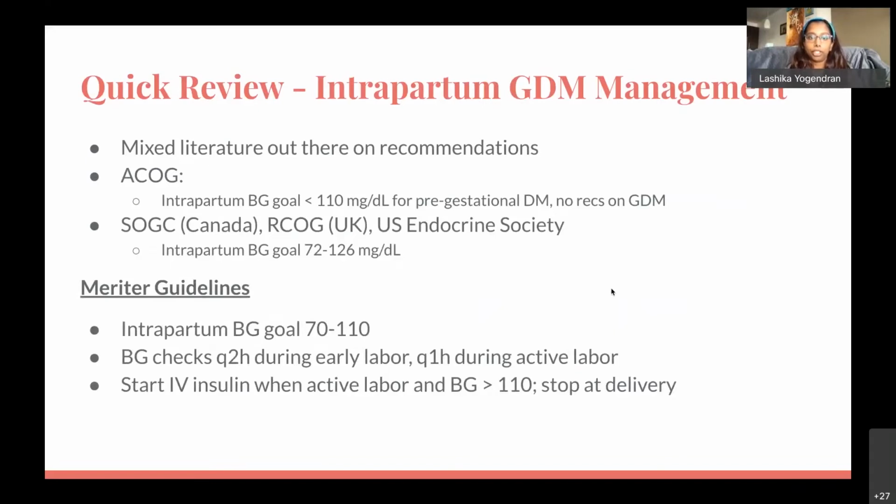During early labor, you check glucose every 2 hours and then every 1 hour during active labor. The decision to start IV insulin is when you're in active labor and blood sugar is greater than 110, and you stop at delivery.